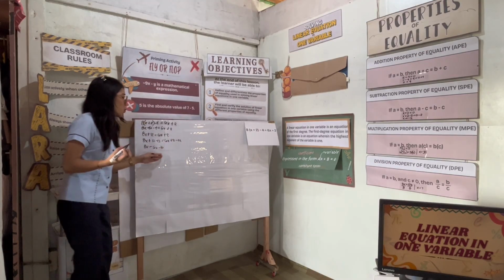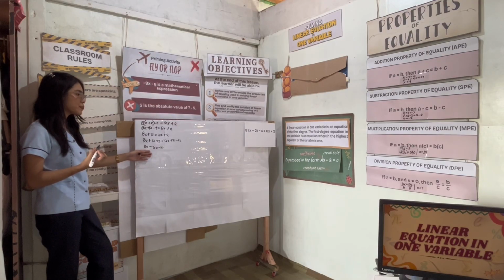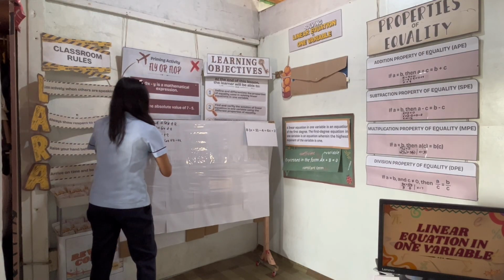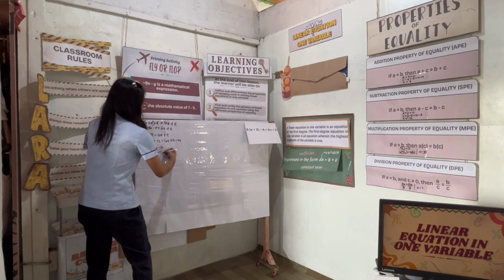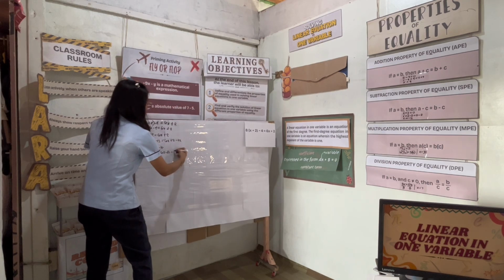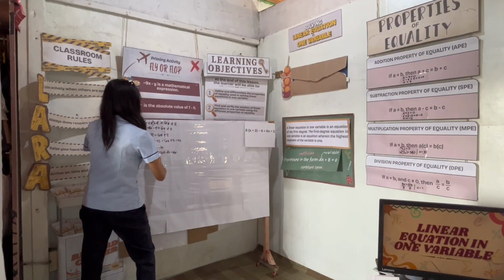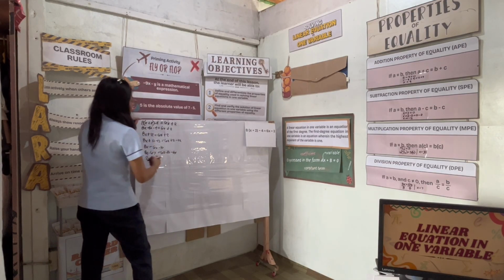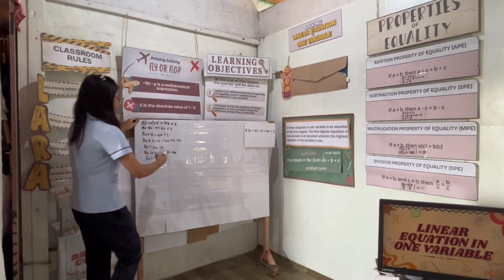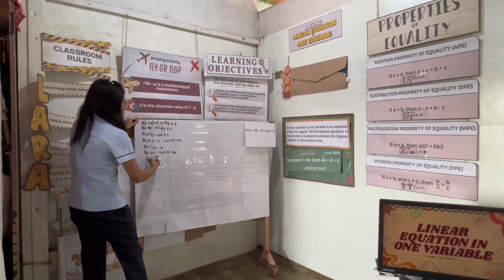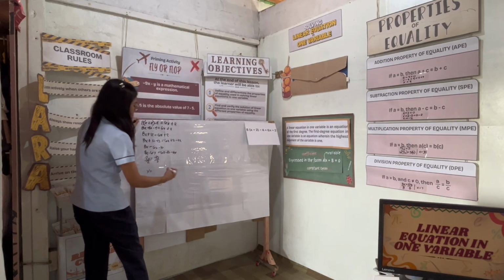Very good. Now, what property of equality should we use in order to isolate the variable? SPE again. We will subtract 6x on both sides of the equation in order for us to isolate the variable. Now, simplify. 8x minus 6x is 2x. Very good. 2x is equal to negative 10. What property of equality should we use for us to solve for the value of x? Yes, DPE. We will divide by 2. x is equal to, what is the answer?